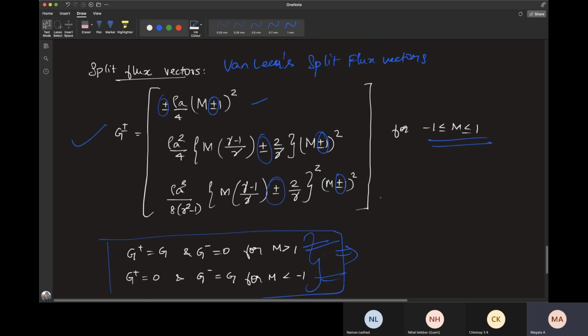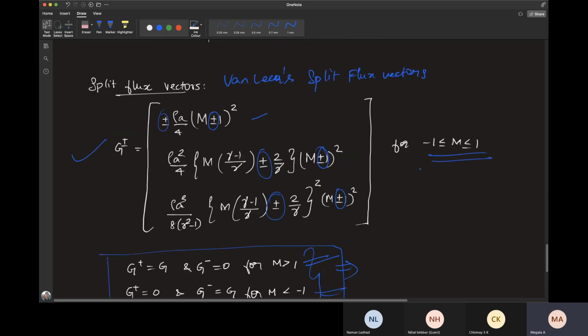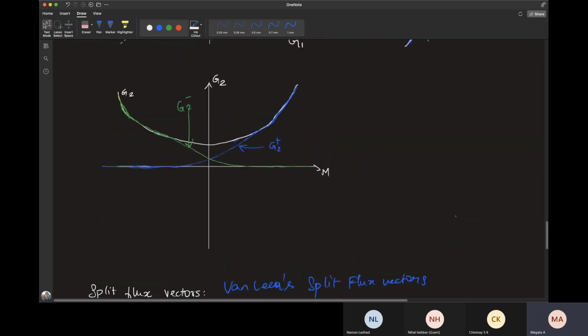So we have not yet argued about how diffusion gets reduced in Van Leer's flux vector splitting compared to Steger-Warming flux vector splitting.